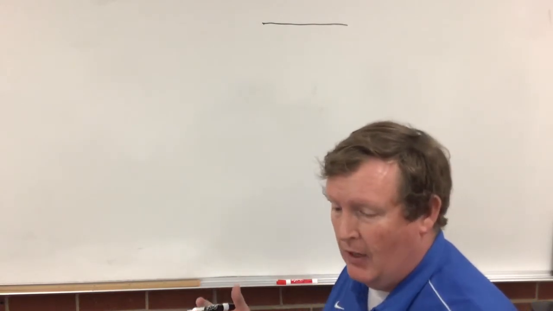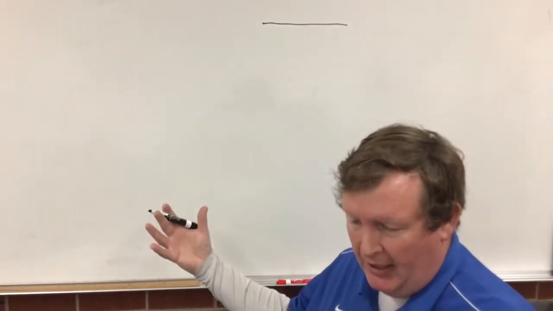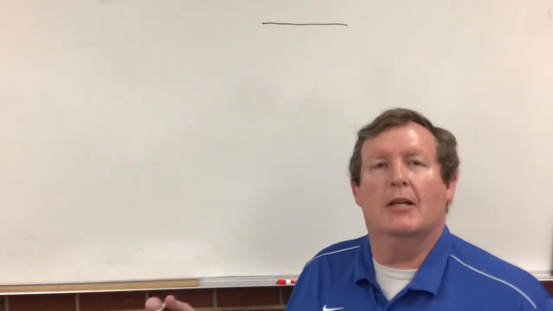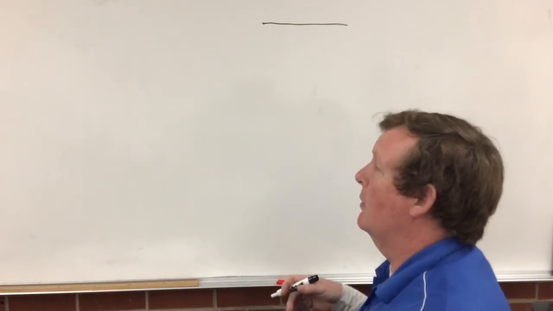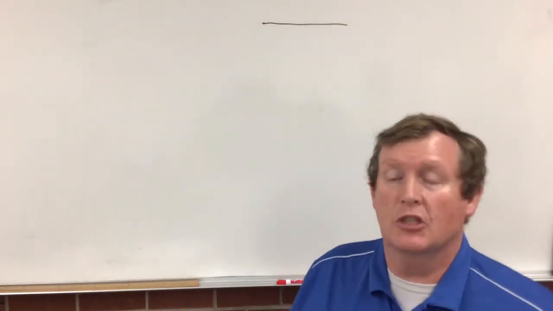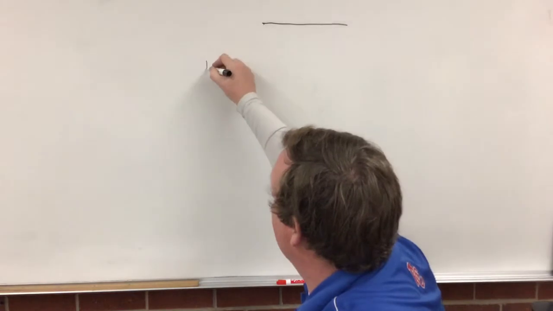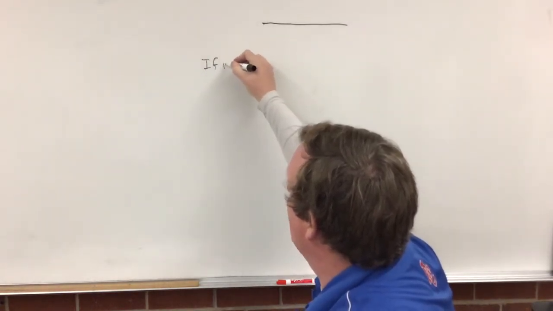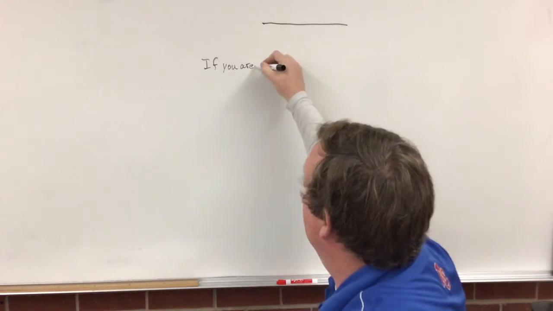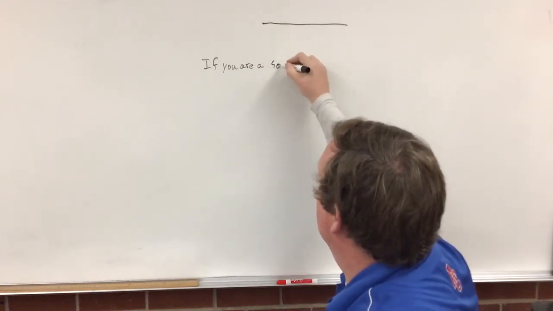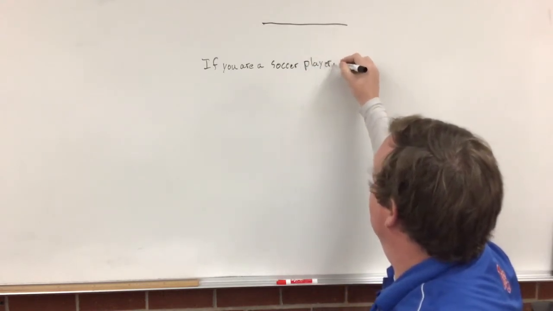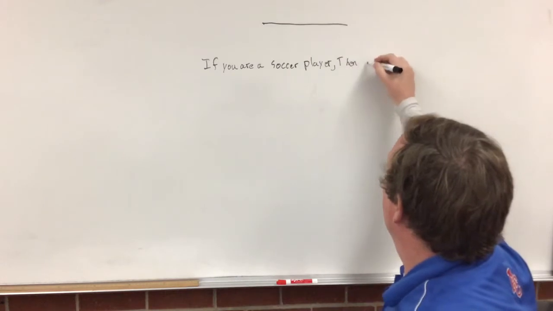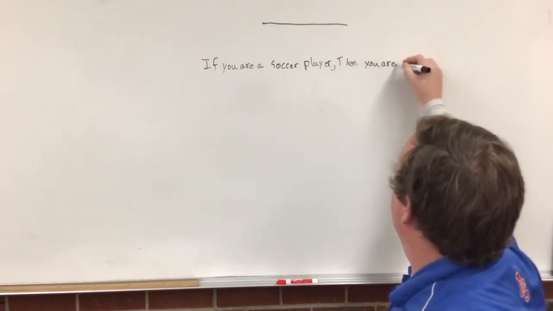Well, so if you look at number 1, it says, if you are a soccer player, then you are an athlete. Okay, the Converse statement means that, well, if that's right, then the opposite would also be true. And so what we have to do in those situations, let's start with that one. Let's write that one up on the board. If you are a soccer player, then you are an athlete.